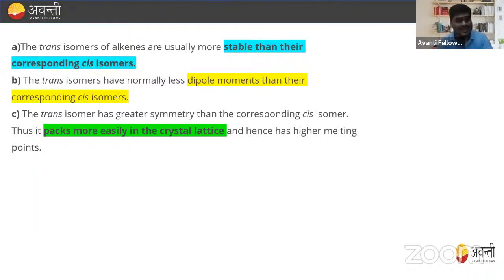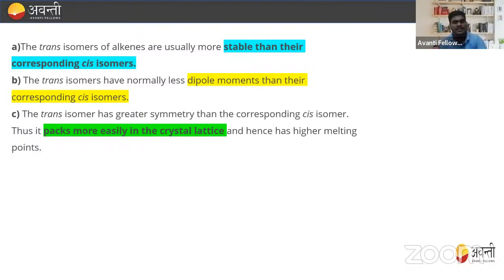Now, the trans isomers of alkenes are usually more stable than their corresponding cis isomers. Why are the trans isomers of alkenes usually more stable than the corresponding cis isomers? Because the trans isomer normally has a lower dipole moment than the corresponding cis isomer, right? So basically, the trans isomers of alkenes are usually more stable, and they have lower dipole moment than their cis isomers.